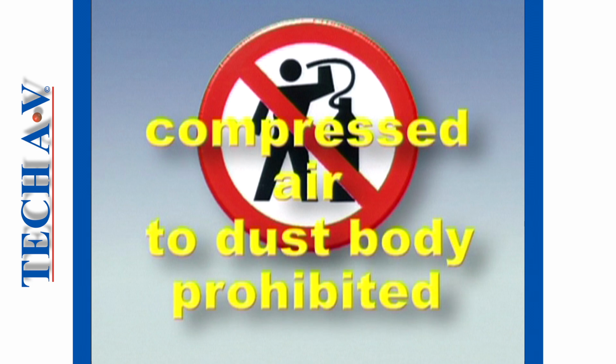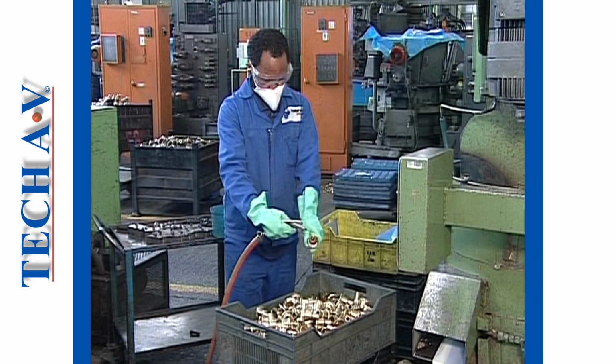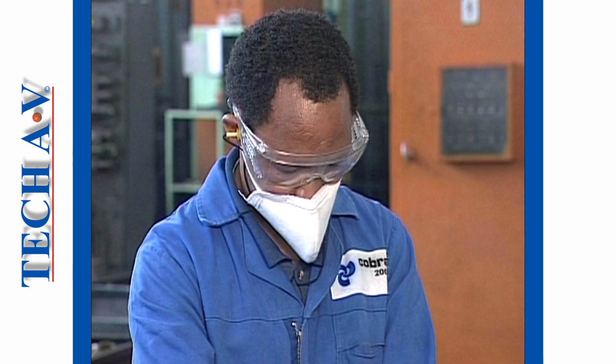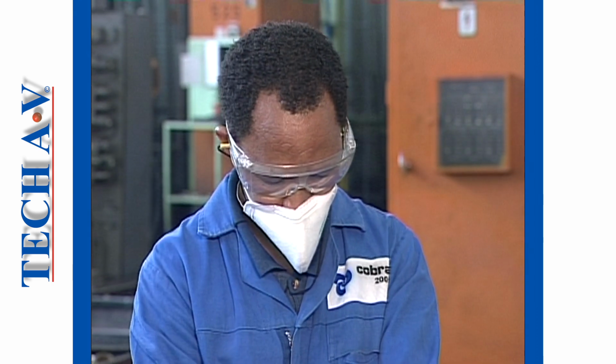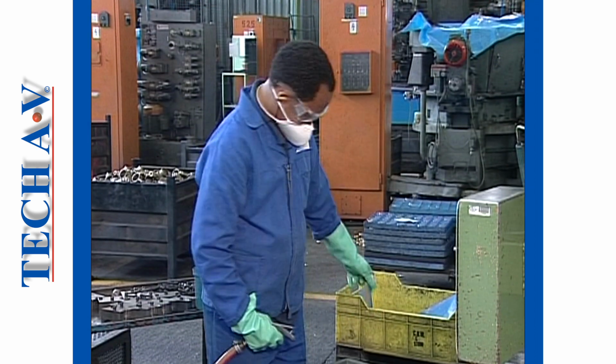The use of compressed air to dust body prohibited sign. This sign indicates that you're not allowed to use compressed air to dust yourself, as there could be harmful residues on your clothing or parts of your body. For your safety and the safety of those around you, only use compressed air for the purpose it is intended for.